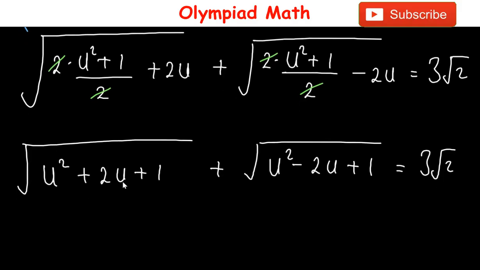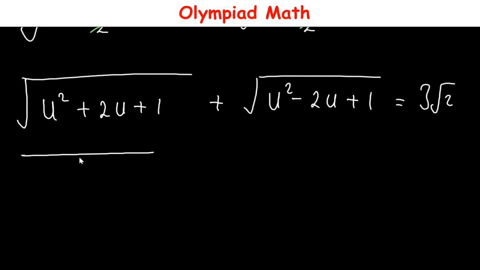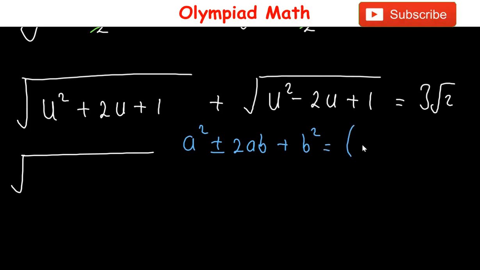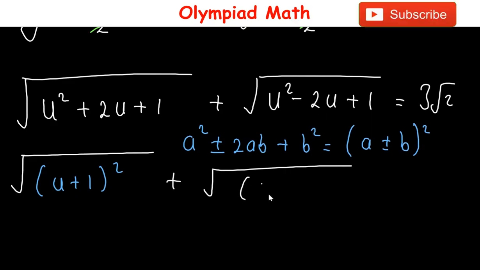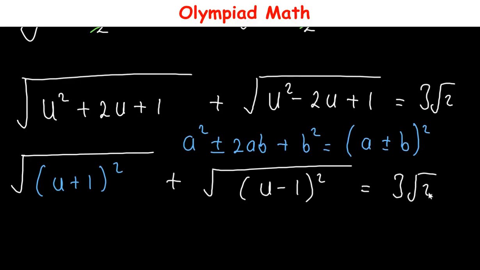So this equation can be expressed as the square root of u squared plus 2u plus 1, right? Following this rule, that if you have a squared plus or minus 2ab plus b squared, this equals, in brackets, a plus or minus b all raised to the power 2. So following this rule, this then becomes, in brackets, u plus 1 all raised to the power 2. Then we also have plus the square root of, this also becomes, in brackets, u minus 1 all raised to power 2, and equals 3 times the square root of 2.